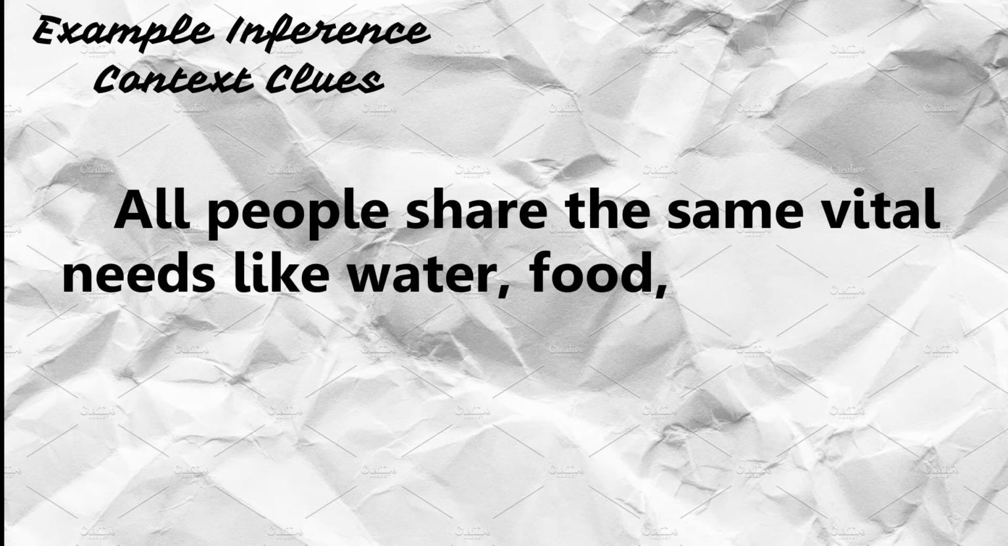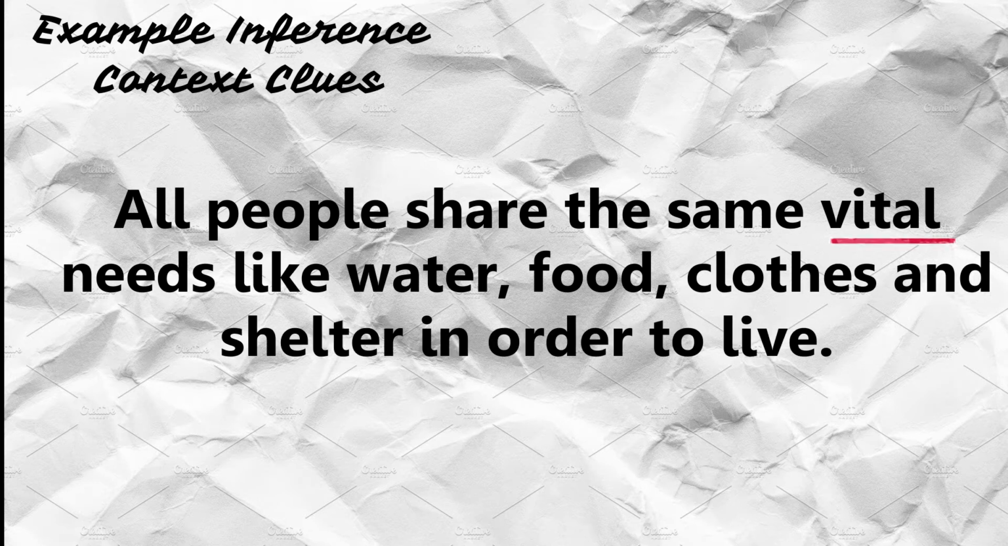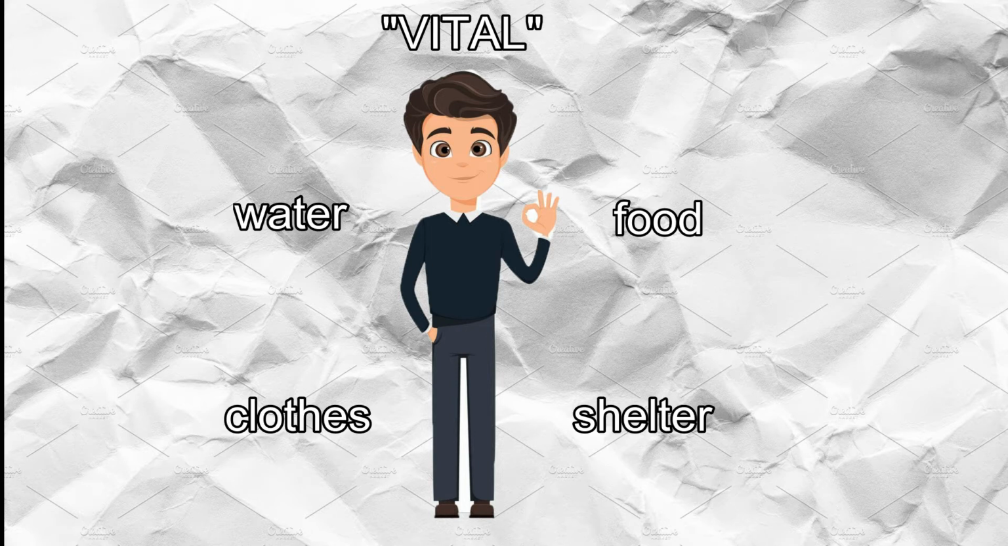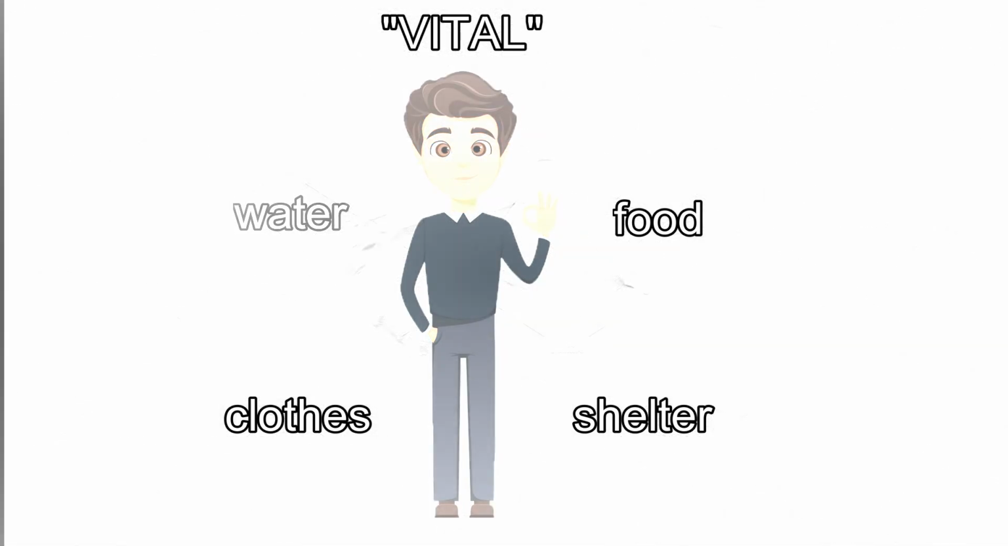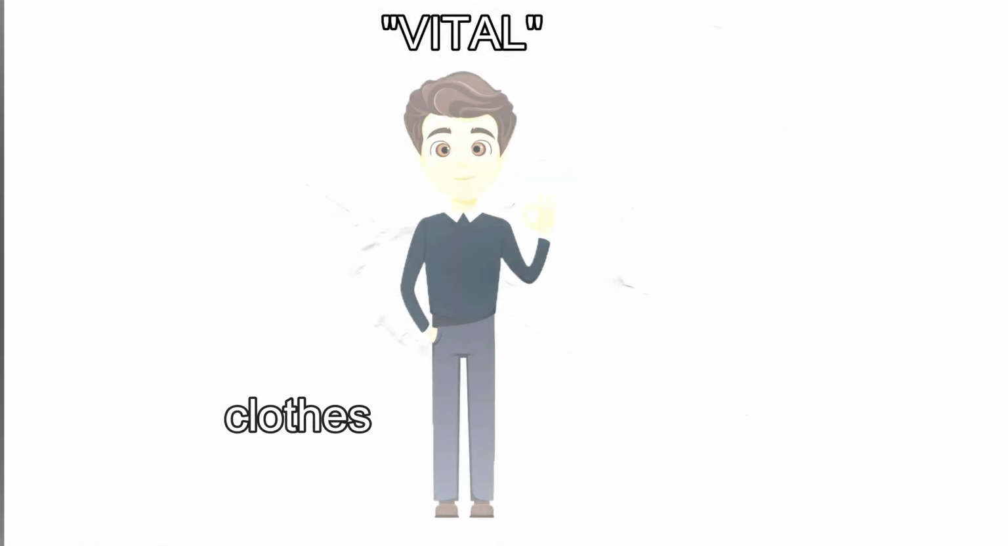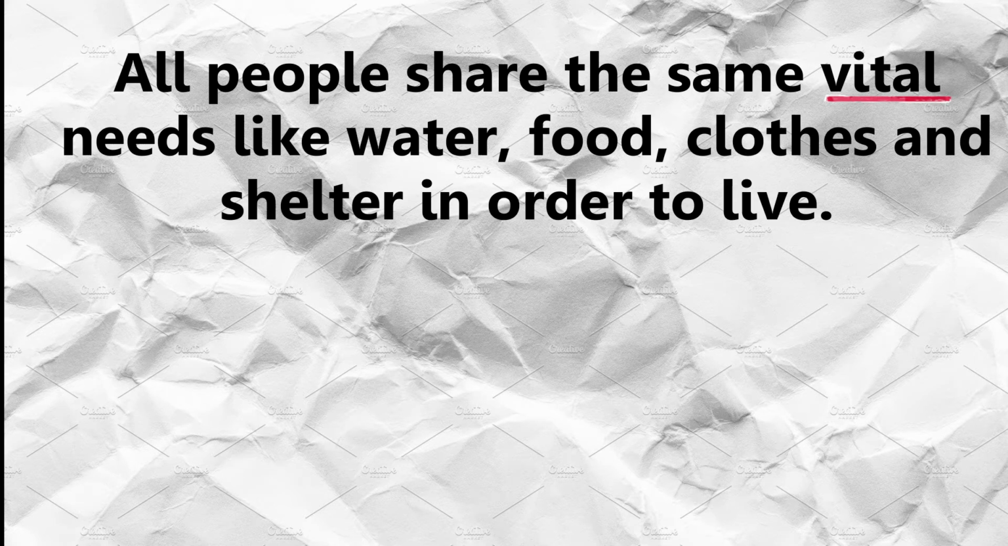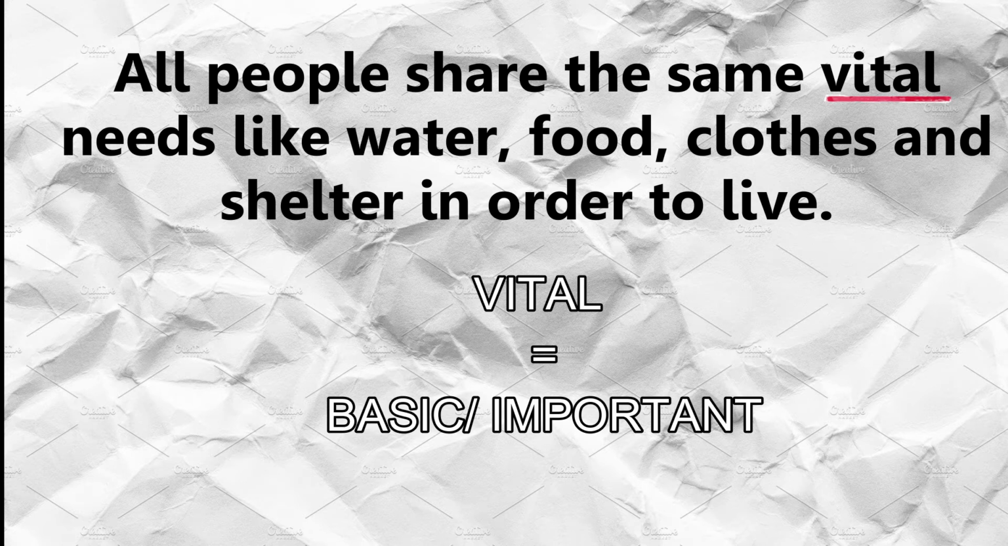Example: all people share the same vital needs like water, food, clothes, and shelter in order to live. We have the underlined word vital. And there are words like water, food, clothes, and shelter that lead us to the clue. As human beings, we really need these 4 basic commodities to live. Imagine what will happen to us if any of these things will be gone forever. In other words, the word vital here means basic or important.